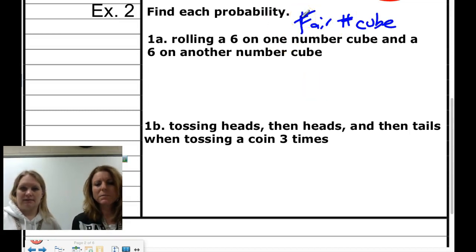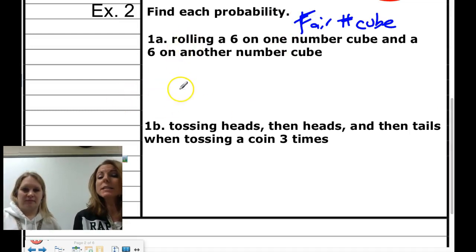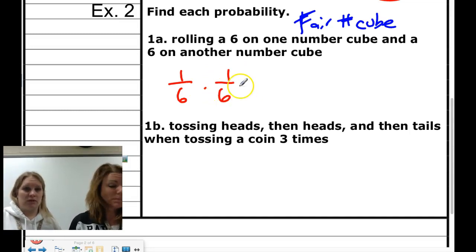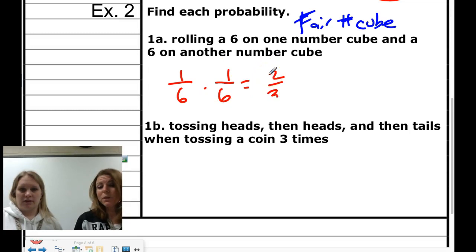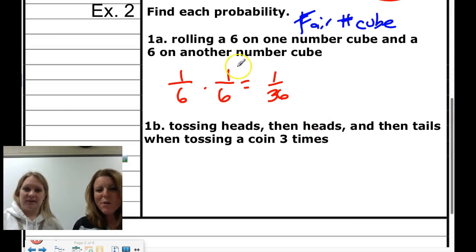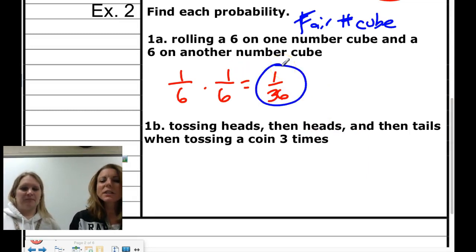What's the probability of rolling a 6 on one number cube and a 6 on another number cube? There are 6 options, and there's 1 six on a die. I roll a single cube, then I roll it again. Still 6 options, still 1 six on it. If we multiply, 36. Be very careful though. Oh, I added. 1 times 1 is 1. 1 over 36. I do that all the time. And we're done because you can't reduce more than that.